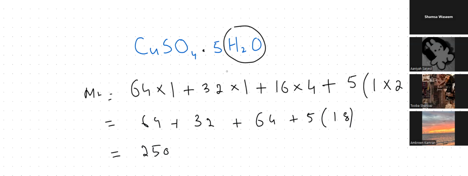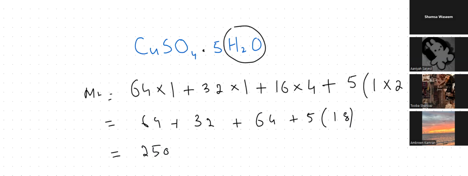Why did we put H2O in a bracket? Because, Anya, these 5 waters of crystallization are going to be multiplied by the water molecule. It's not being added. It's not 5 plus 18. It's being multiplied. There are going to be 5 water molecules, so 5 moles. We are going to come to moles as well.